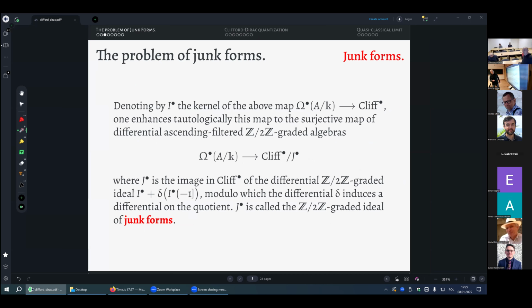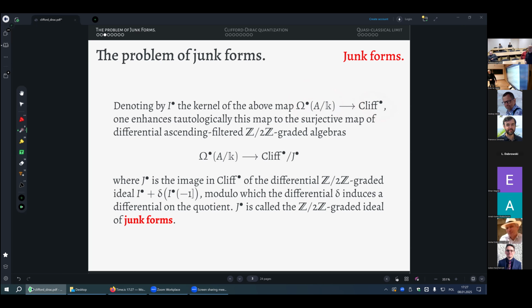So this map from the differential calculus to the Clifford algebra is very far from being any kind of isomorphism. Of course, it's surjective. However, it has some parallel. And this parallel plays a role when you try to make this map compatible with the differential on this universal differential calculus. There is some obstruction for descending this differential to this Clifford algebra.